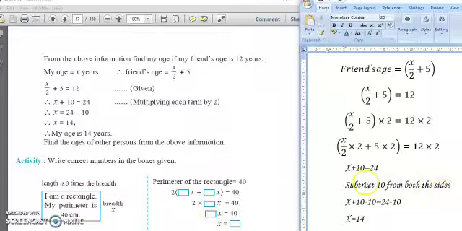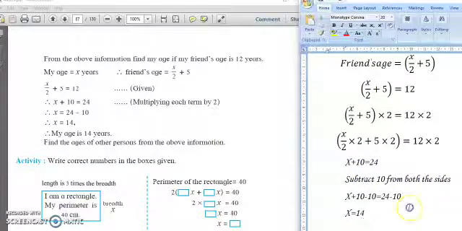Now to eliminate this 10, what do you do? You subtract it from both sides. x plus 10 minus 10 equals 24 minus 10. So the 10 will get cancelled, and you will get x equals 14. So you got the value of x. So x equals 14 is the age given here.